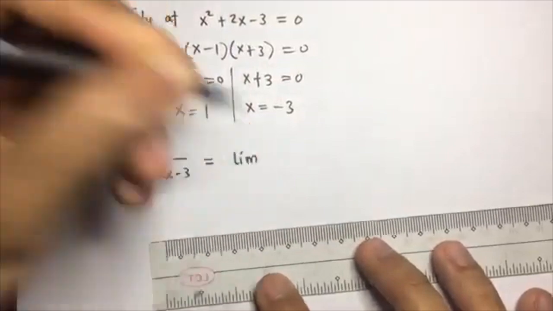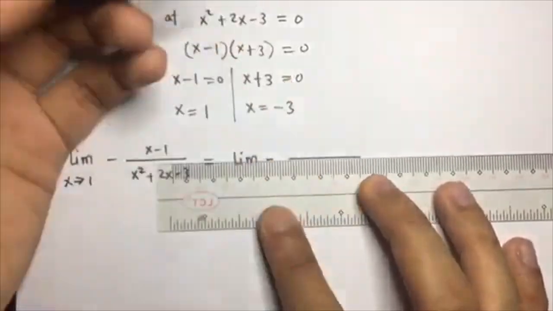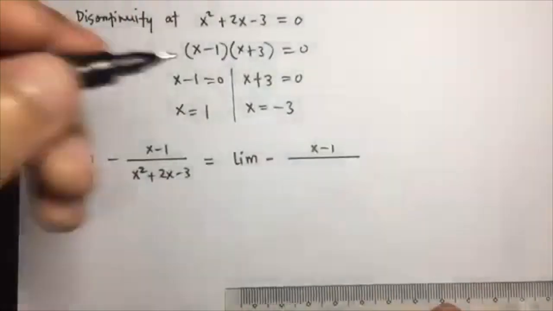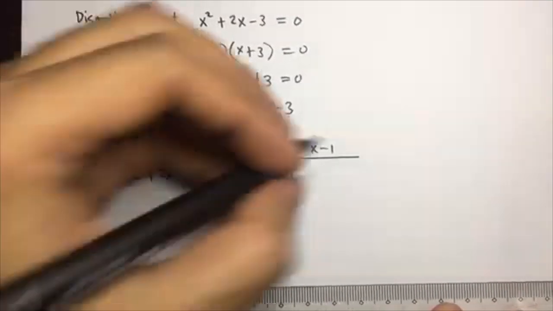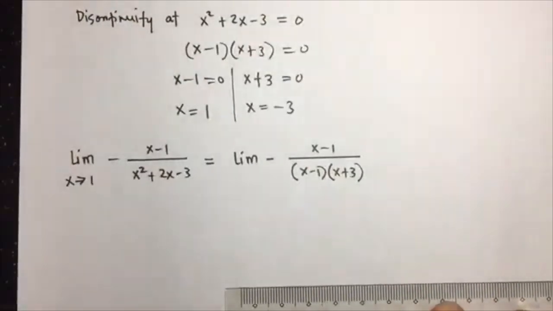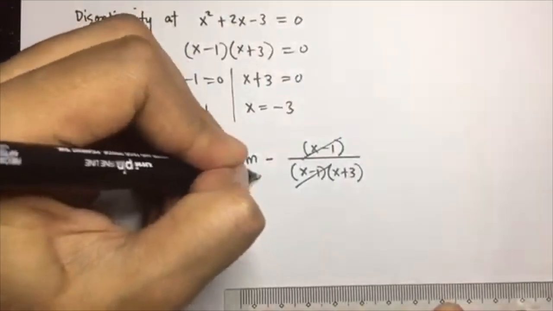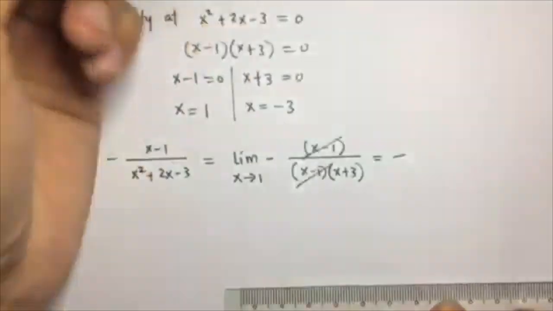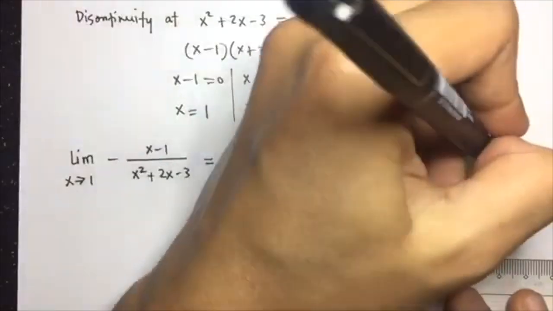we can simplify. I think we can factor out the denominator. So factoring the denominator, the numerator is x minus 1, the denominator is x minus 1 and x plus 3. Okay, so we can cancel this out. So as x approaches 1, this will become negative 1 over 1 plus 3, so this is negative 1/4.